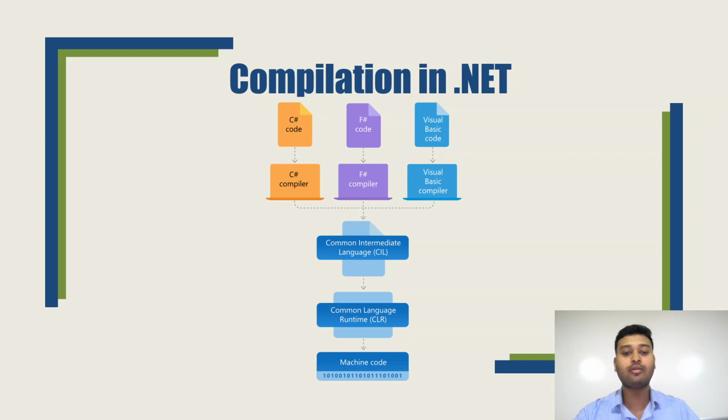Now the work of the Common Language Runtime is to compile all this code into the machine code, which we also call bytecode. Once the machine code is generated, we can send this machine code, that is the instruction set, to the hardware directly.